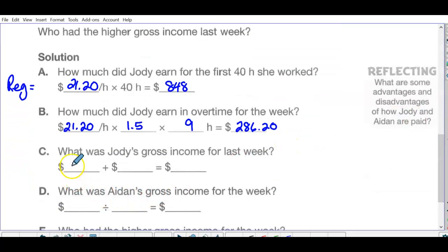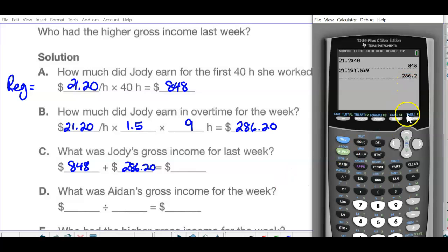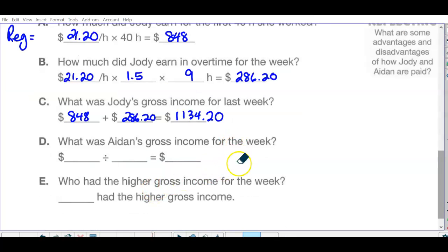So gross income, you want to add 848 and $286.20. You can go up or you can just copy it out. It's almost as fast. $1,134.20, which we put the 0 on the end because it's money. What was Aiden's gross income for the week?